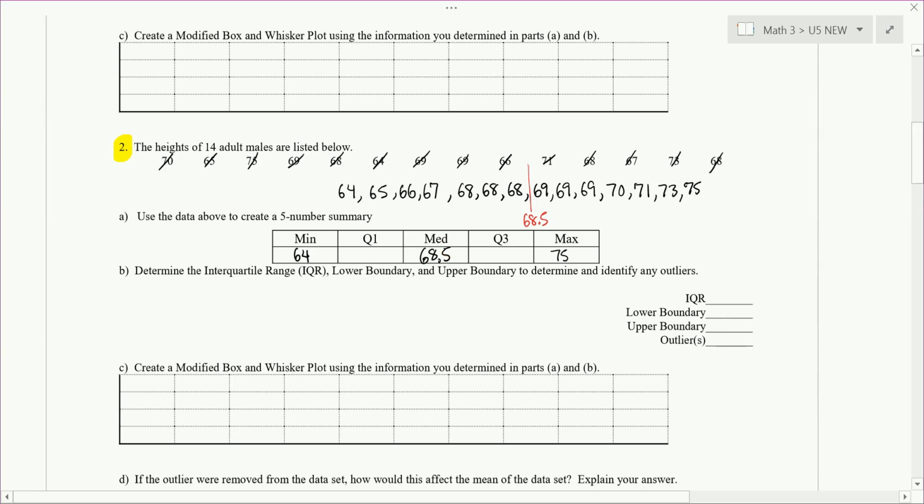Then to find Q1, or your first quartile, that would be the median of the left side. Don't include the median in that calculation. Looking at the left side, we have 1, 2, 3, 4, 5, 6, 7 numbers, and we take the middle of that set, which would be the fourth number, because we have 3 to the left and 3 to the right of it. So 67 is your Q1. Then do the same thing with the right half to find Q3, which would make 70 Q3.